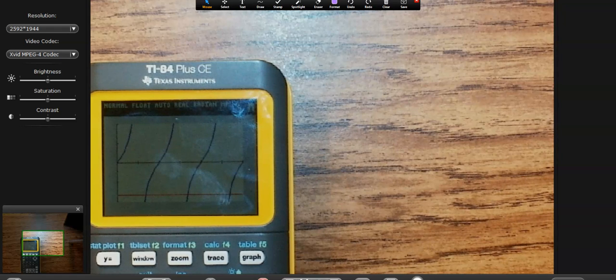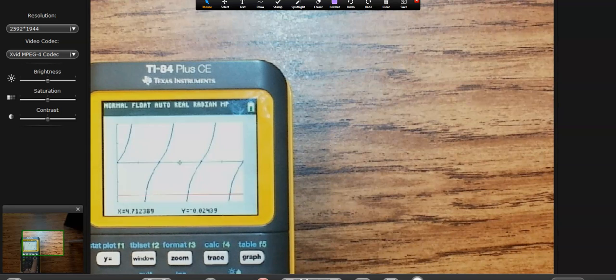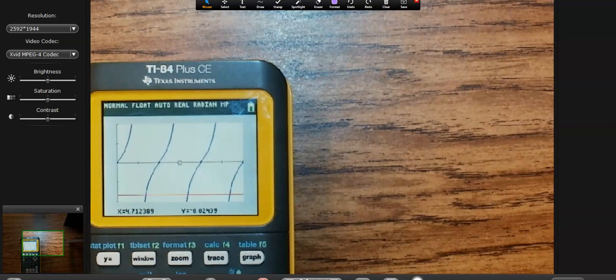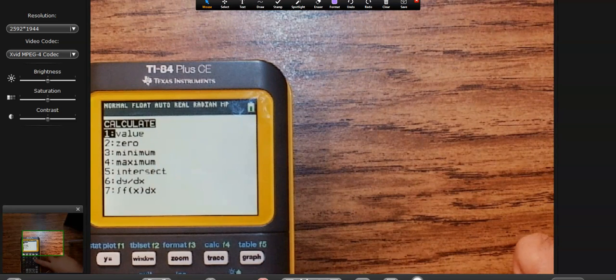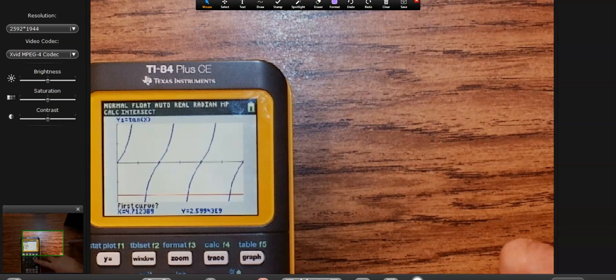Now, I didn't show you that at first because I want you to use your brain. Some of you just let this machine do everything for you and you don't actually have a good idea of what they're asking for. So you do the calculate intersect feature. First curve is the tangent, yes. Second curve is the line, yes. Now this happens to be conveniently close to the one I want. So when I want to guess, I'm just going to get close and let the magic happen.